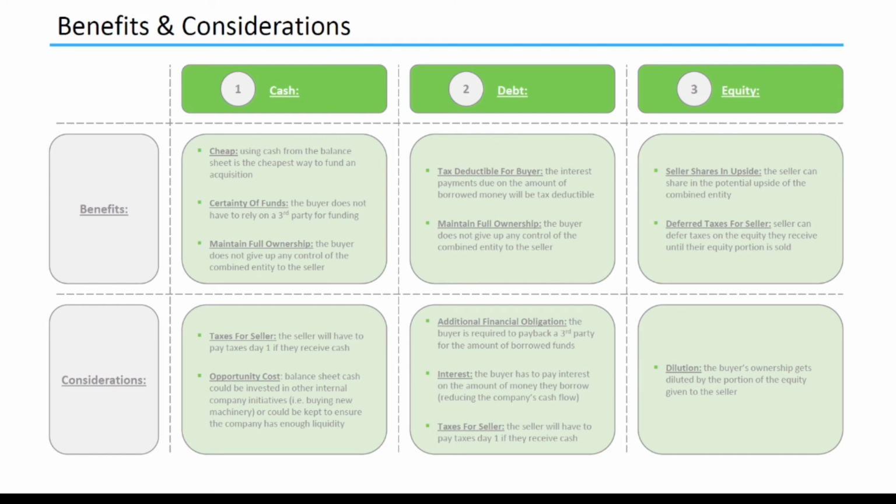Now, the main consideration to using equity is that the buyer's ownership stake will get diluted by the portion given to the seller, meaning that the buyer will have to give up some control to the seller. Now to sum everything up, the 3 main ways to fund an acquisition include using cash, using debt, and using equity, and there are advantages and disadvantages to each source of funding.